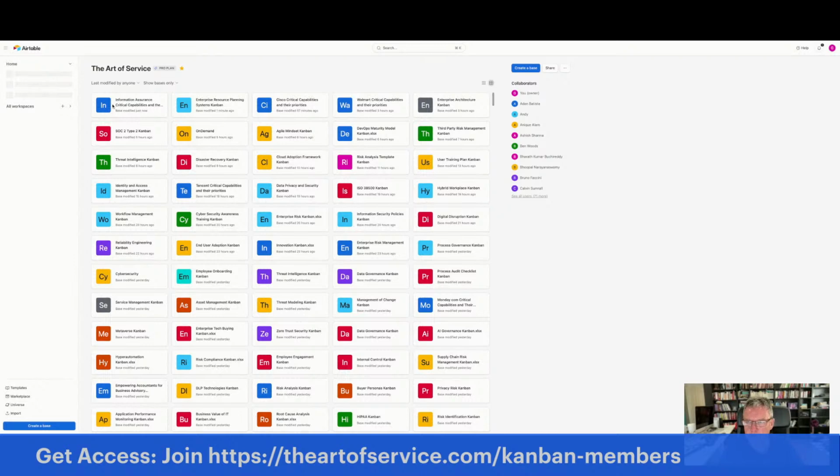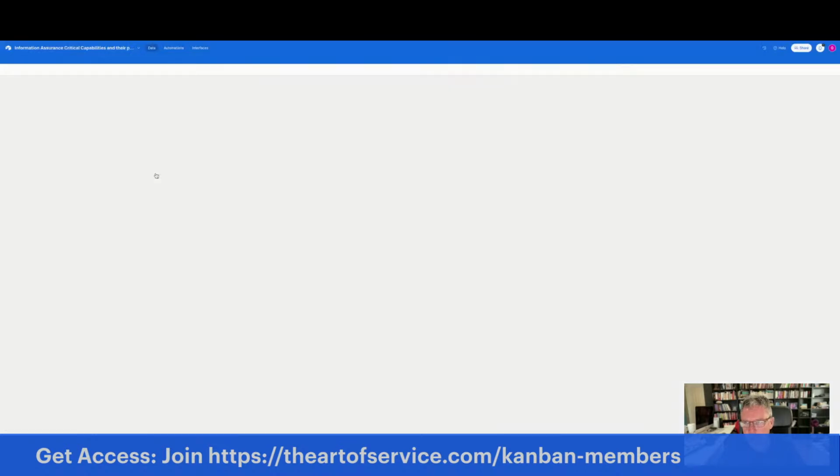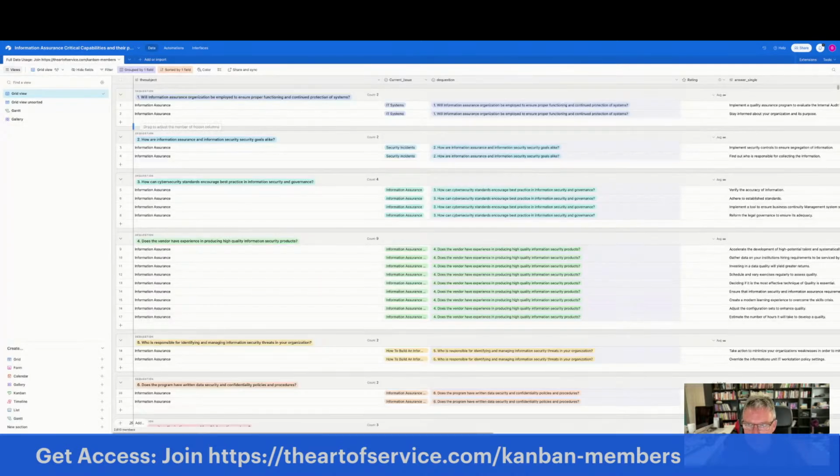There it is. Information assurance, critical capabilities, and the things that you need to be doing with them, and the priorities. What you'll get, by the way, when you go to the link below and you subscribe, is access to all this data here and all the tables and information and questions and priorities that you need to be working with. It's opening up the information assurance critical capabilities database.